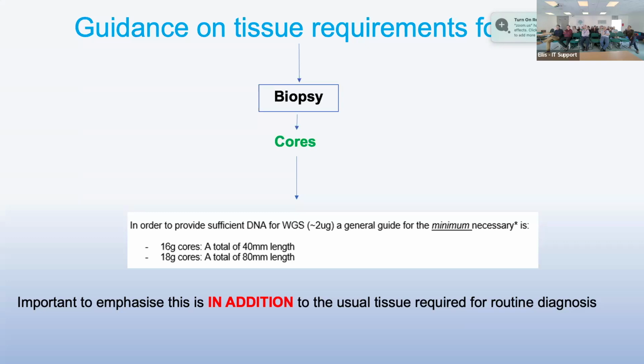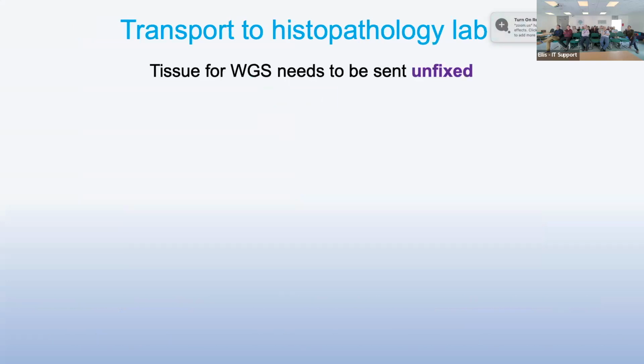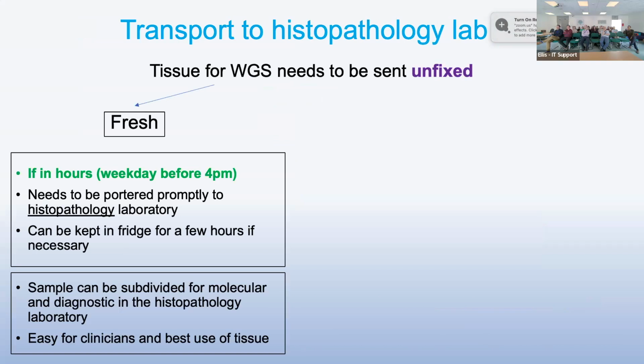Unfortunately, WGS is quite tissue hungry. We are doing some work with Ed to look at the yield from our biopsies, and hopefully we might be able to bring that down a bit for you, but we do need some data before we can do that. As I say, it needs to be sent unfixed, so the best is for it to go fresh. Obviously, in office hours, we can do that. Just send it promptly to a lab, and then we'll allocate them to frozen and fixation.